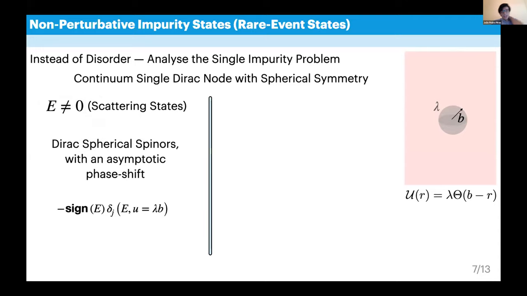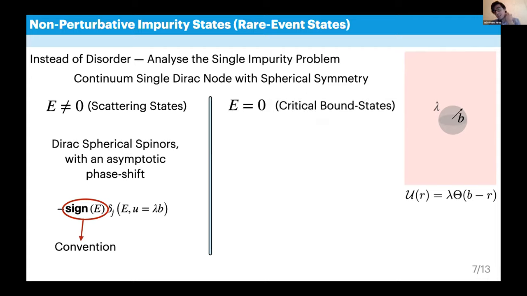And what they got when they did this, okay, they solved the problem, so they found the eigenstates. And for non-zero energy, they found that they had scattering states. And by scattering states, I mean free Dirac spherical spinors, but with an additional phase shift that appears asymptotically, that is energy dependent. And in this case, we use the convention of saying that the phase shift has the sign of E, meaning that the phase shift is defined as positive or negative, depending on whether you are on positive energy states or not.